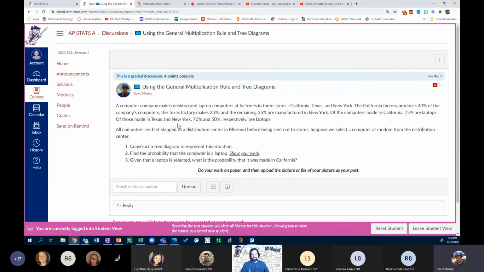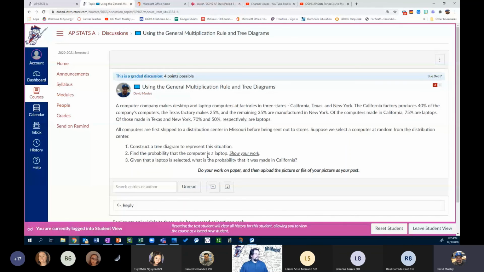Of those made in Texas and New York, 70% and 50% respectively are laptops. So the 70% goes with Texas, the 50% goes with New York. And again, you can use the known percentage to figure out the percentage of desktop computers produced. All computers are first shipped to a distribution center in Missouri before being sent out to stores. Suppose we select a computer at random from the distribution center. Construct a tree diagram to represent the situation. Same as what we just did in our previous example. You're going to have a start point. There's going to be 3 branches. Each of those 3 branches has 2 branches.